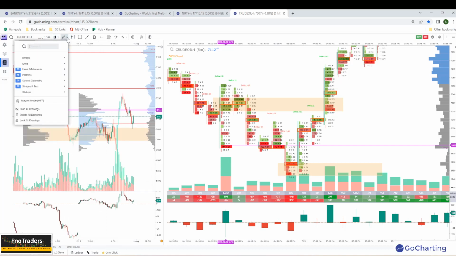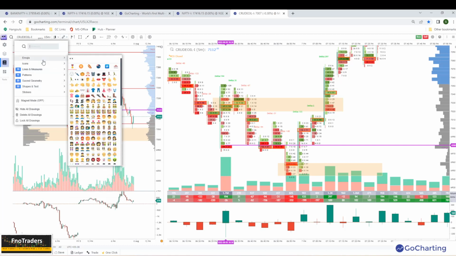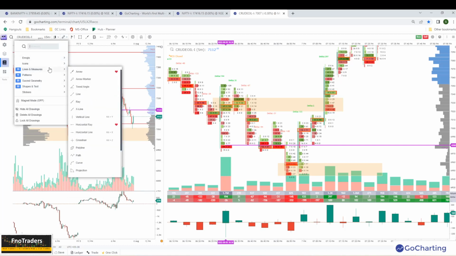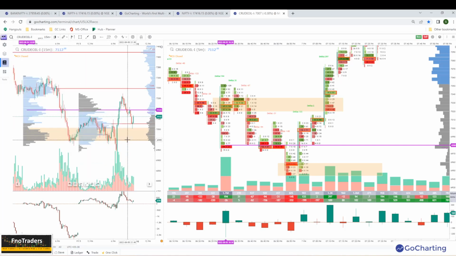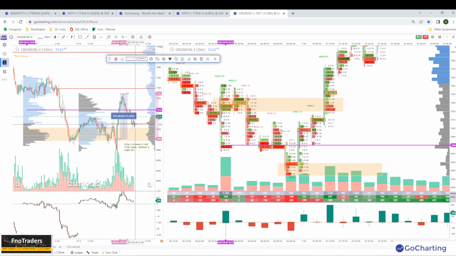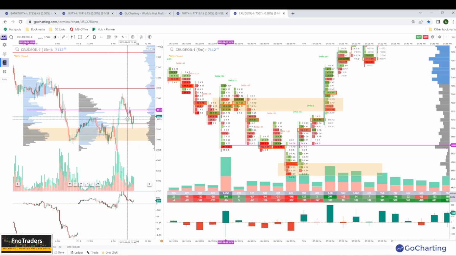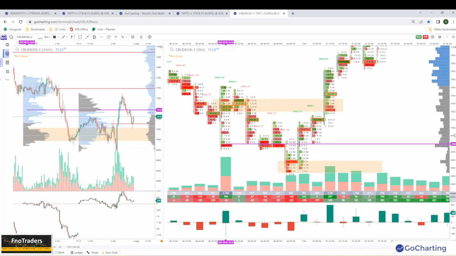If you had an entry at that point, this was a pretty large move that played out eventually, because once you got into this 69.30, 70,000 range, it played out like a 3% move, or roughly a 200-point move. So this concept applies across all things.